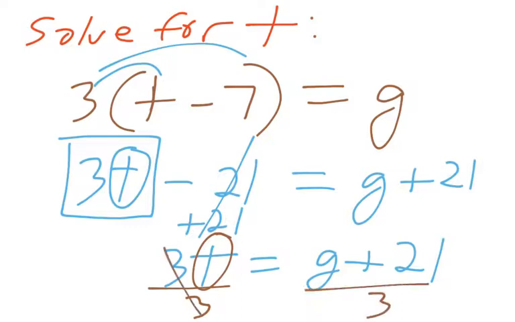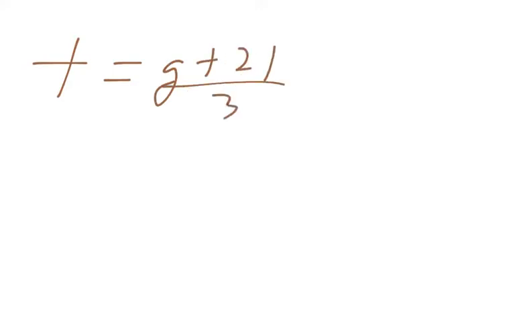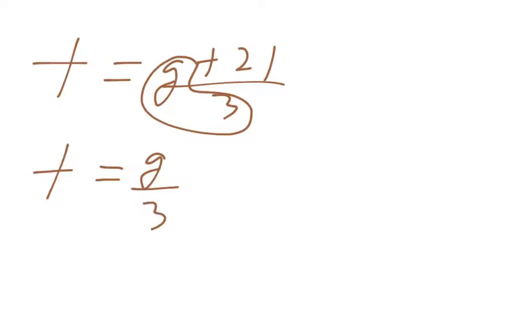Now, when we rewrite that problem, I'm going to write the answer over here. We could write that as g plus 21 divided by 3. That's acceptable. We could also take it a step further. Let me just write this answer on the other page. We could also take it a step further and divide each term by 3. So if we divide each term by 3, well, g divided by 3 is just g divided by 3. Can't really do a lot with that. But we can divide 21 by 3 and get 7.